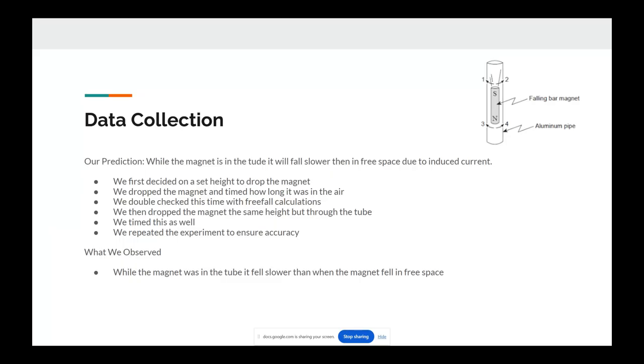What we observed is that while the magnet was in the tube, it fell slower than when the magnet fell in free space. This was not dependent on the orientation of the magnet either.